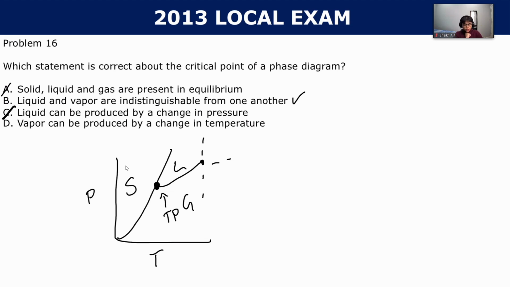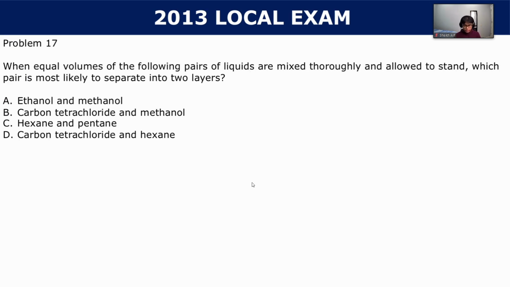Vapor can be produced by a change in temperature. If you decrease or increase the temperature, let's say you decrease it, you're going to end up in this liquid form. If you increase it, you're going to end up in the supercritical fluid form. So no, you cannot produce vapor by changing the temperature, meaning the only answer choice that makes sense is B. And we are correct.